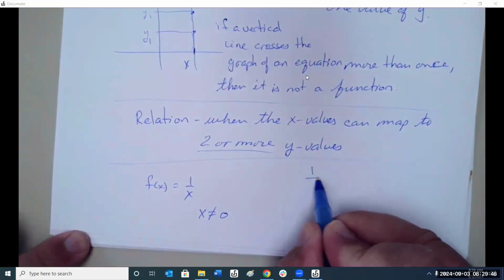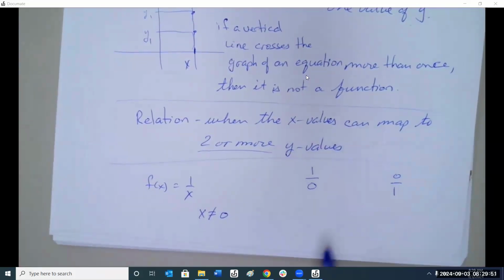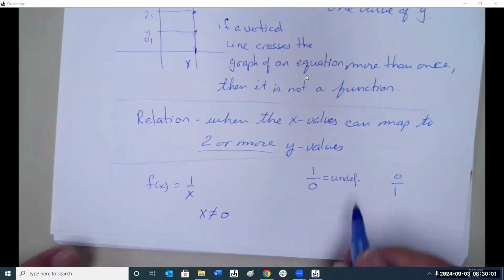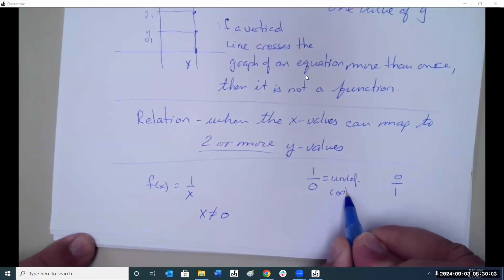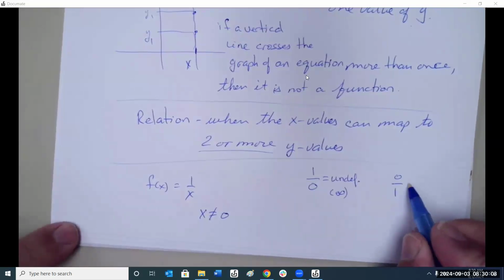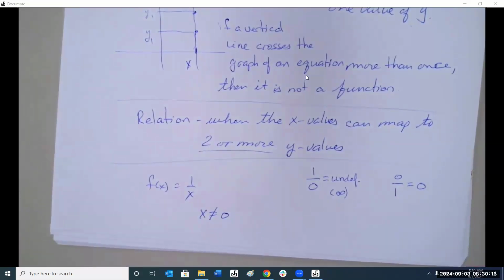Because we have these two possibilities. Actually, any number on top of 0 is what? Undefined. Actually, it's infinity. That's why it's undefined. 0 over 1, or 0 over any number, is 0. And it simply goes down to if you were to use words to explain it.